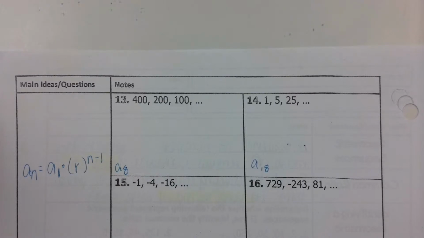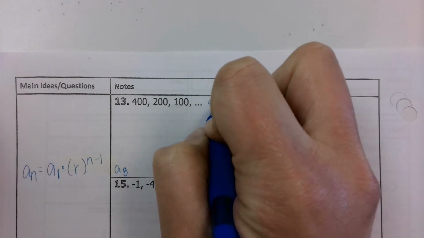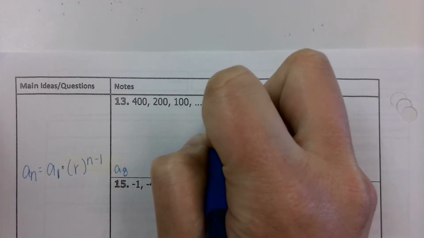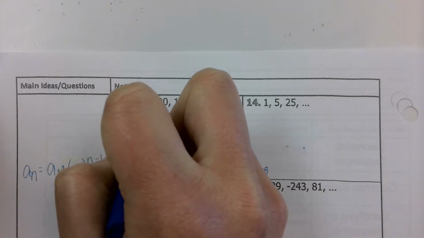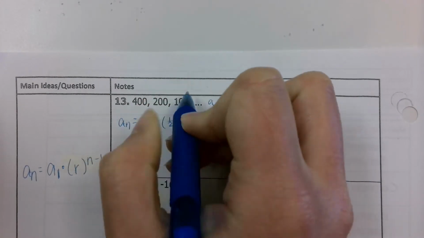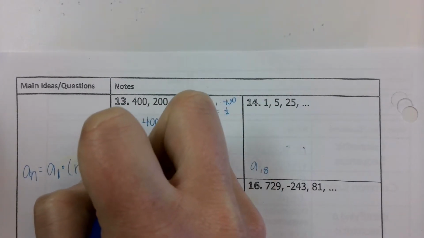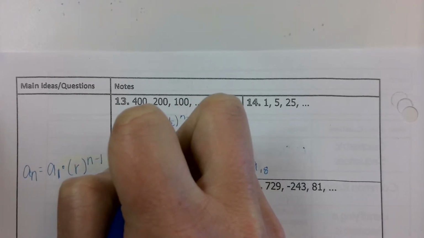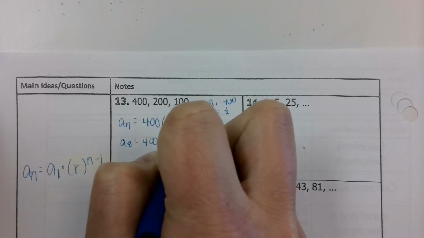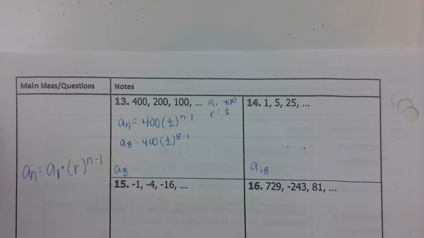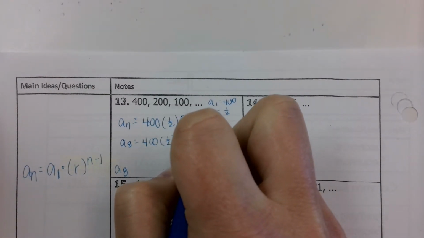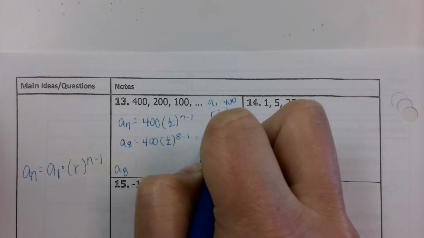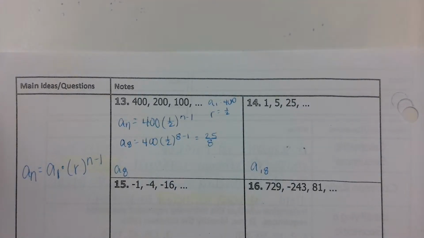Alright, so for the first one, what was our A1? And what was your R? So your formula should have been A sub n equals 400 times 1/2 to the n minus 1. When we do our 8th term, we'll have 400 times 1/2 to the 8 minus 1. When we typed that one in, we didn't get an awful answer. I had 25 over 8. Is that okay? Questions on that one at all?